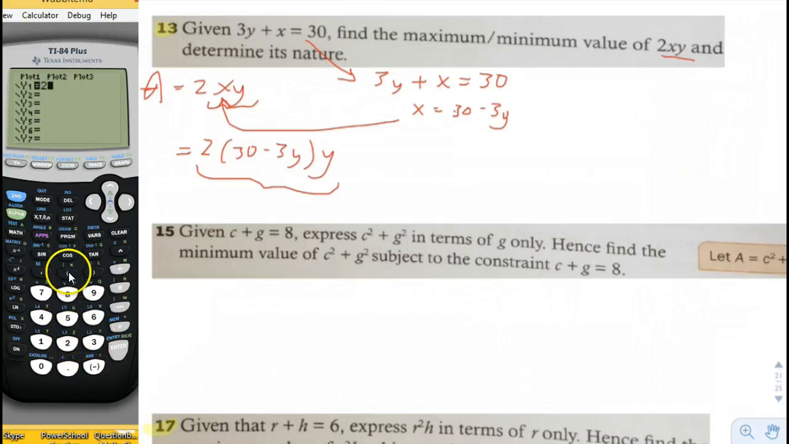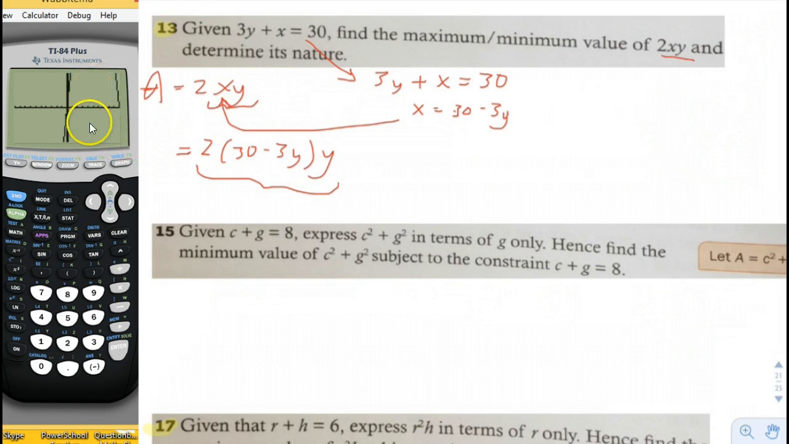So we're going to put 2 times 30 minus 3y, and instead of y we're going to put x because that's the only variable in the calculator. And then we multiply that times y, or x again. And then we graph it. It's going to give us a quadratic.